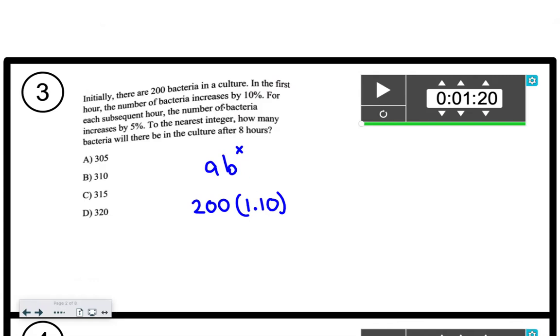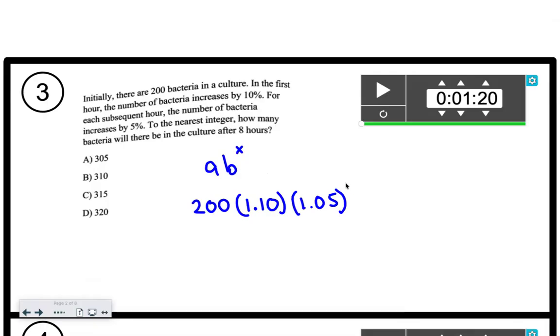Now they kind of throw us a loop, though. In the first hour, that's what they did. But then for each subsequent hour, we actually have a second one. This is what they did for the first hour. Then the number of bacteria increases by 5%, so we have another one of these. It's not just this, it's this for the first hour and then this for every other hour. All right, now let's be really careful here.